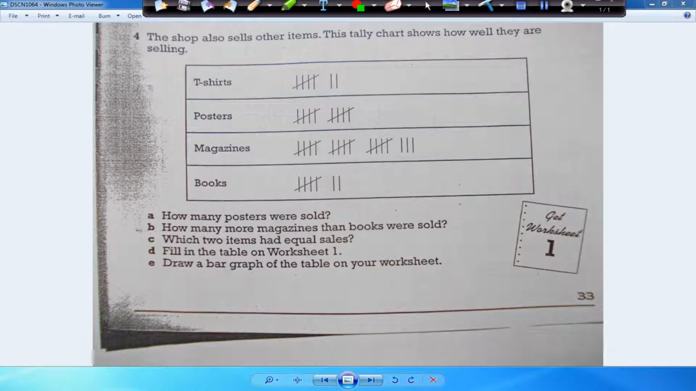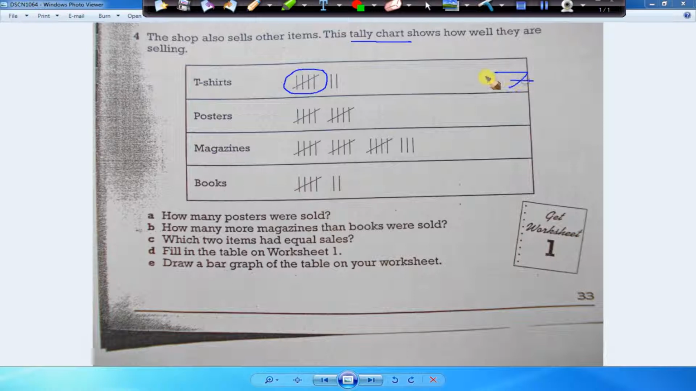Question number 4. The shop also sells other items. This tally chart shows how well they are selling. Now, let's have Qasim. Qasim, t-shirts. Can you tell me, nobody whispering the answer, how many items were sold in the t-shirt? What's the tally chart telling you? 7. Excellent. What's this worth here, Qasim? 5. She's got 4 lines. That's the 5th one. 5, 6, 7.